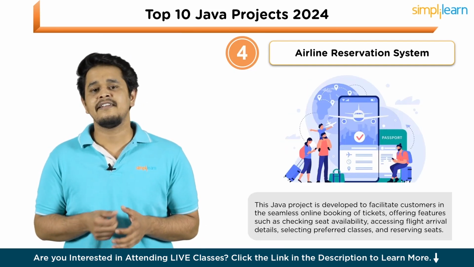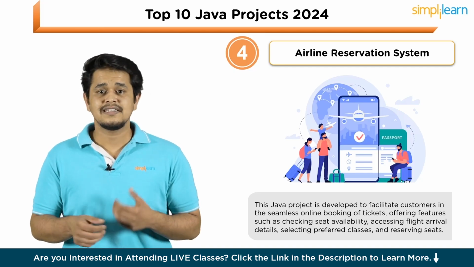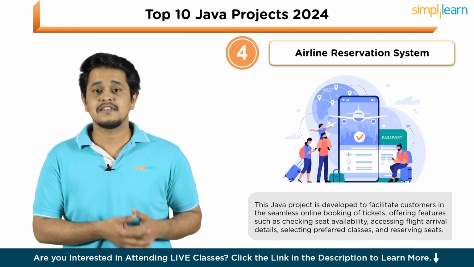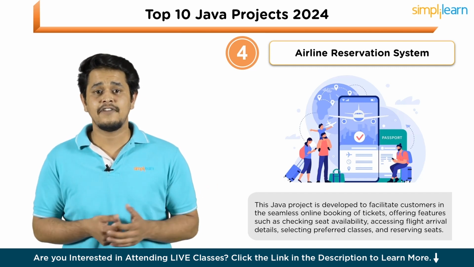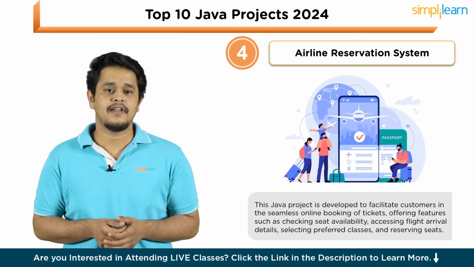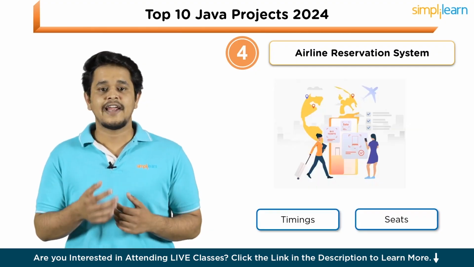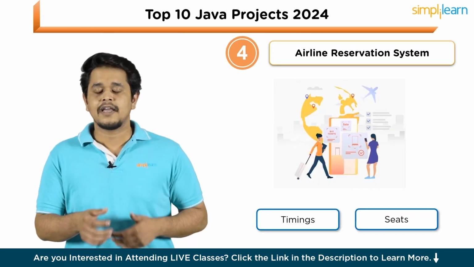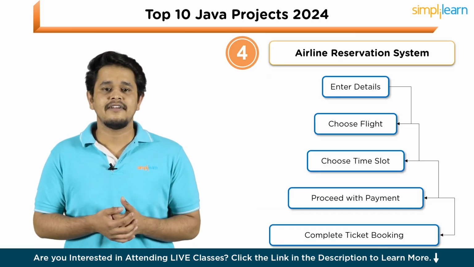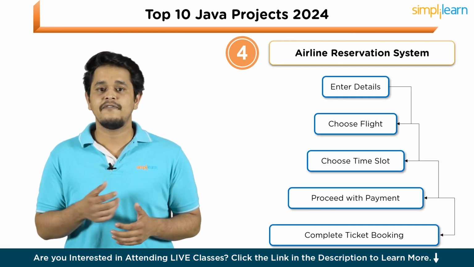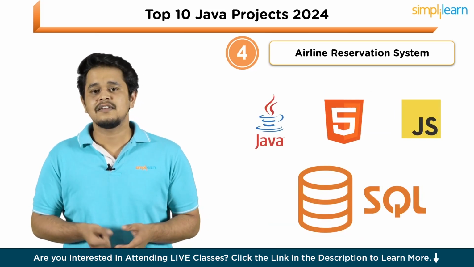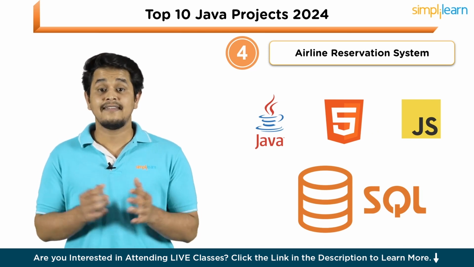Next on the list is an airline reservation system. This Java project is developed to facilitate customers in the seamless online booking of tickets, offering features such as checking seat availability, accessing flight arrival details, selecting preferred classes, and reserving seats for both national and international flights. This Java project efficiently filters flight details, including timings and available seats, by consolidating data from various airlines through globally distributed systems. Once customer details are entered, the system prompts the user to choose a flight with a preferred time slot, proceed with the payment, and complete the ticket booking. Technologies utilized: core Java, HTML, JavaScript, and SQL database.